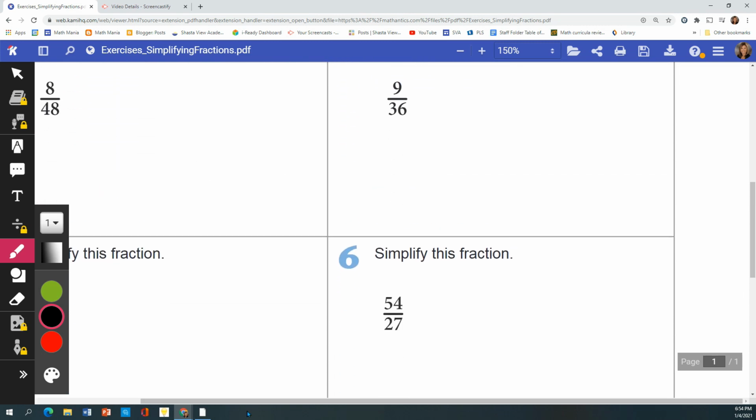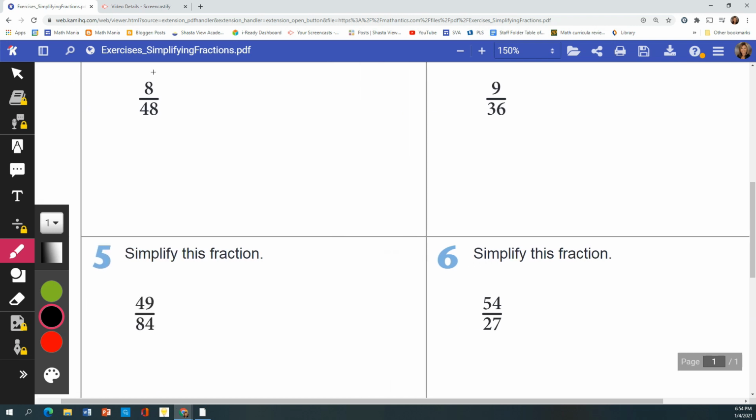So here we have 8/48. So we're going to prime factor that. 8. I know 4 and 2. And I know that's the prime, so I just like to circle it so I don't get confused. So I know 2 times 2 is 4, and 4 times 2 is 8. So there's my prime factors.